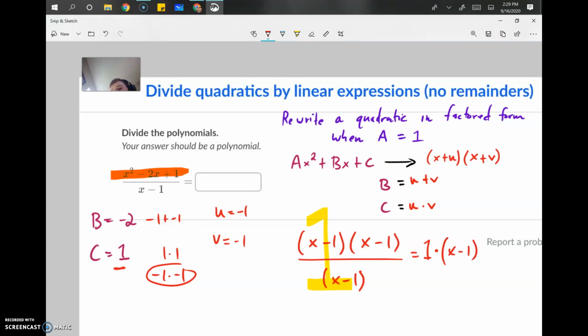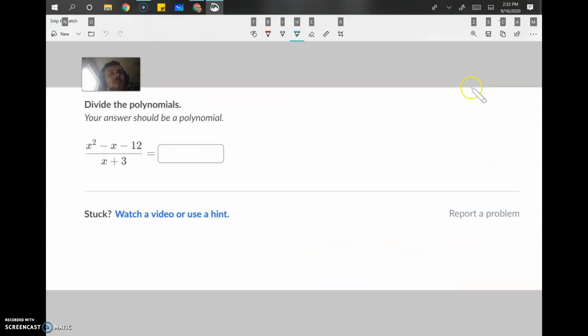And we know that 1 times anything is whatever you're multiplying it to. So we know that our final answer is x minus 1. And so when we divide x squared minus 2x plus 1 by x minus 1, we're left with just x minus 1.